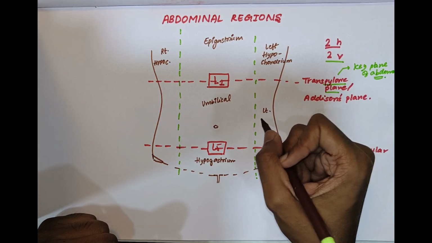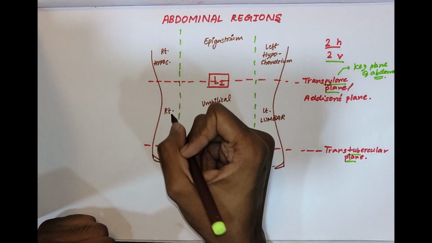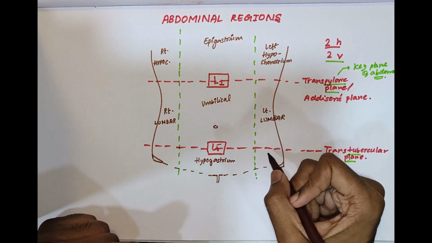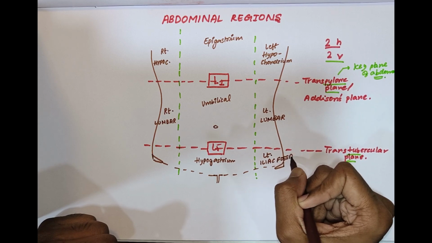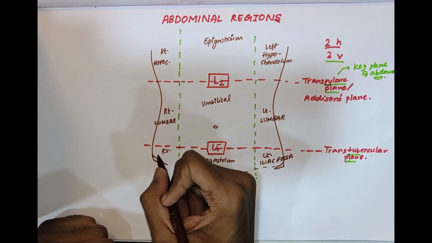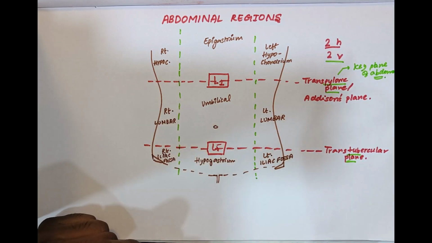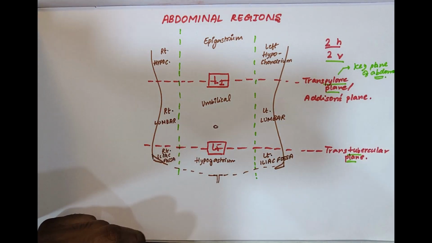This is known as the left lumbar region. This is known as the right lumbar region. This is known as the left iliac fossa. This is known as the right iliac fossa. So there you go. We have our 9 abdominal regions in front of us.